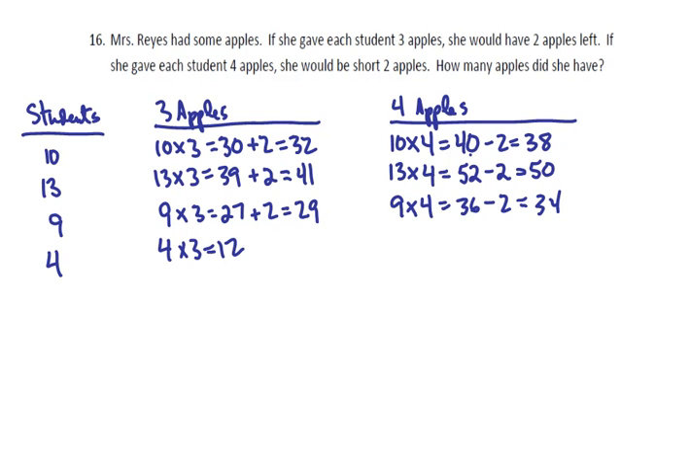4 students, 3 apples apiece would be 12, plus 2 would be 14. 4 students, 4 apples apiece. She would need 16 but be short 2, and so she would have had 14. So again, we can guess and check in this way and see that she would have had 14 apples and 4 students, even though the question doesn't ask how many students she has.